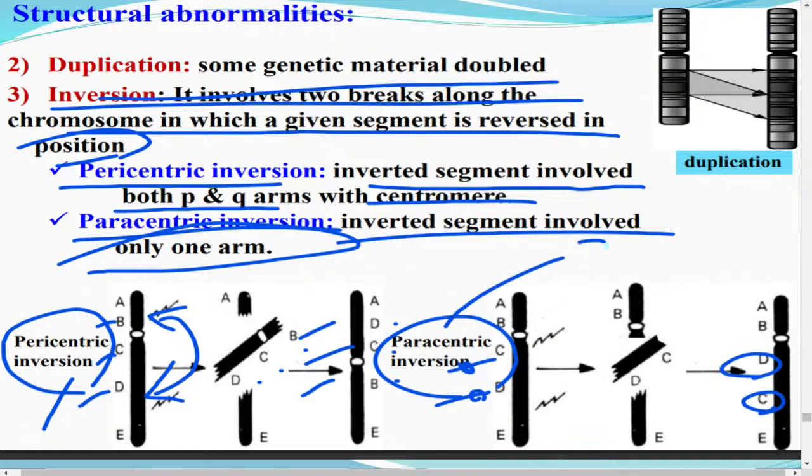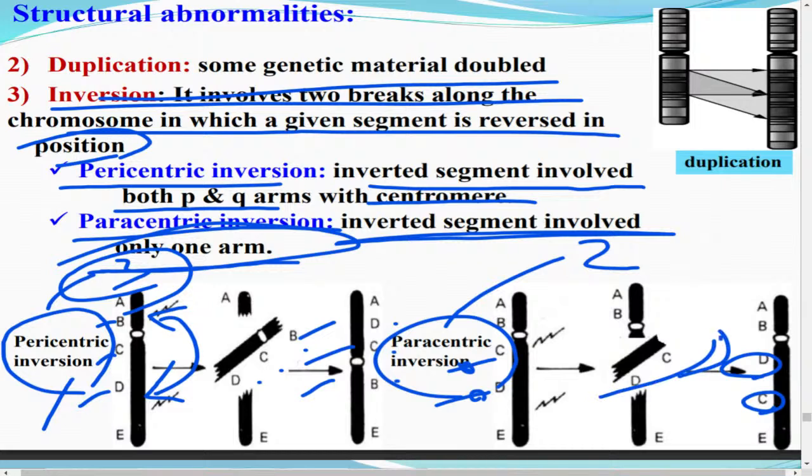Paracentric involving two, pericentric involving three segments. Same one involving only one arm, paracentric involving one arm, and the pericentric involving both p and q arms with a centromere.